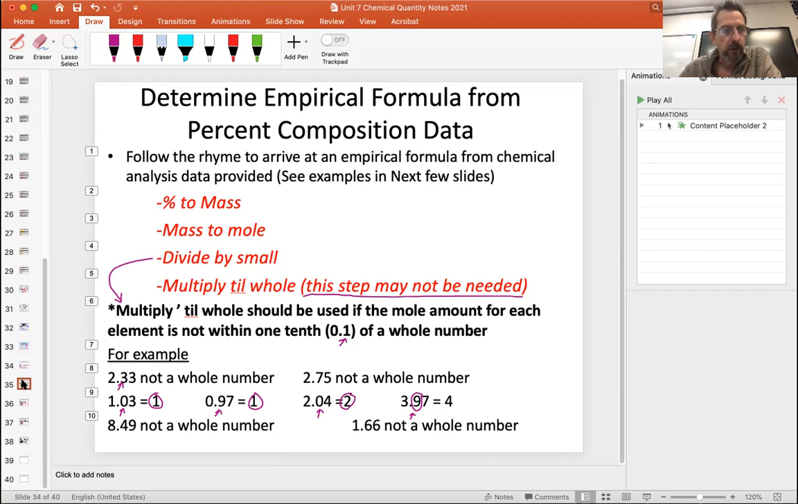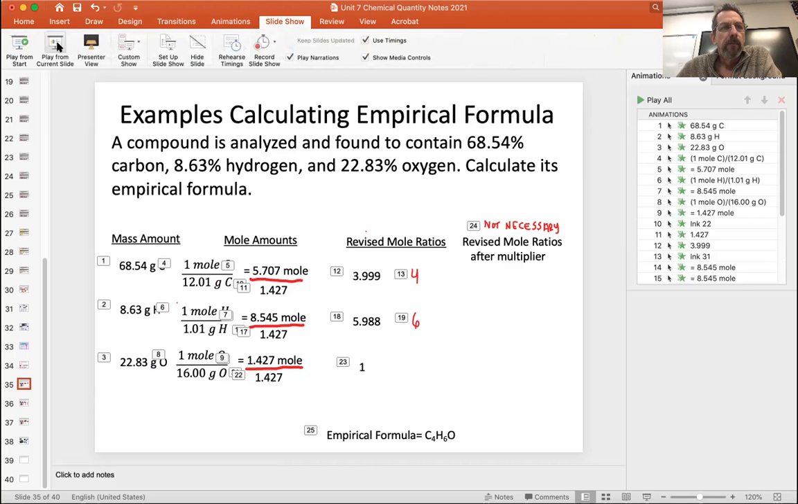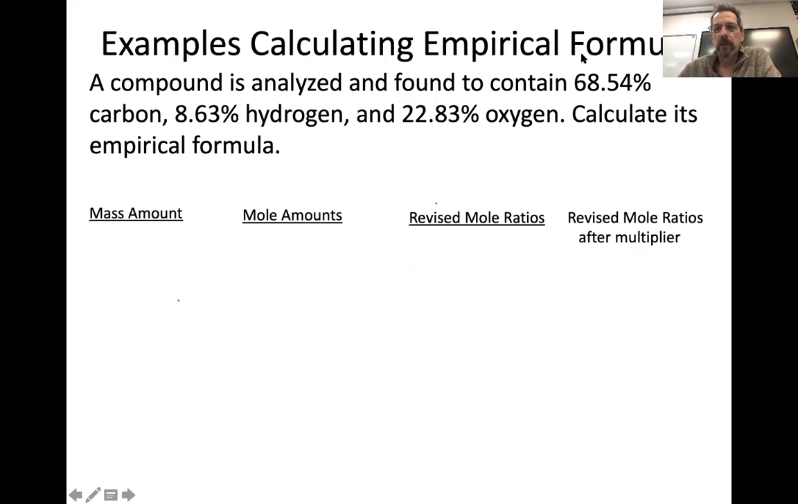All right, let's get down to business here. The rhyme sounds like this: percent to mass, mass to mole. So let's do it one step at a time. Percent to mass. All that really means is we're going to take these percentages up here in the words, 68.54% carbon, and we're just going to make them mass quantities. We're going to change them to grams.